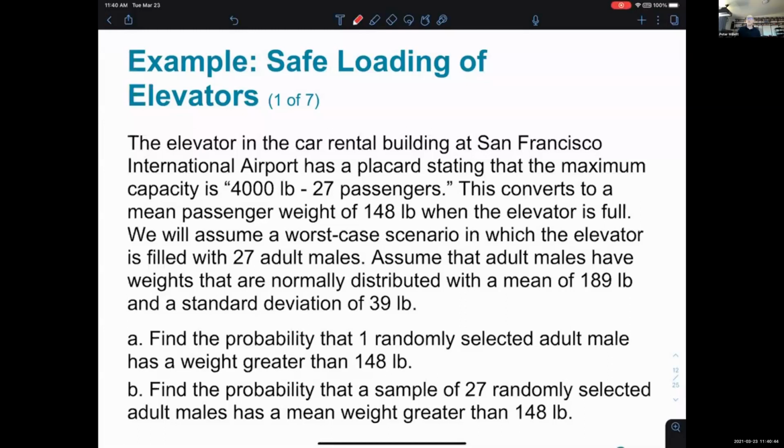We'll assume a worst case scenario in which the elevator is filled with all 27 possible adults, and they're all males, because males on average weigh more than females. Assume that adult males have weights that are normally distributed with a mean of 189 pounds and a standard deviation of 39 pounds. Part A: find the probability that one randomly selected adult male has a weight greater than 148 pounds. Part B: find the probability that a sample of 27 randomly selected adult males, like one elevator's worth, has a mean weight of greater than 148 pounds.